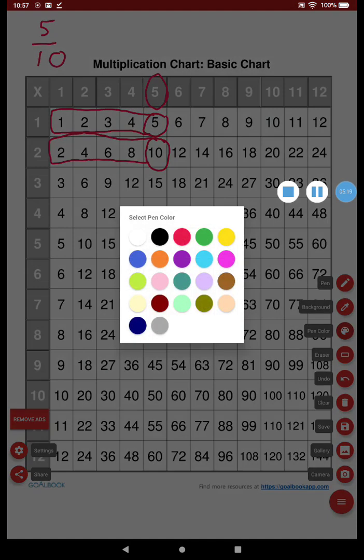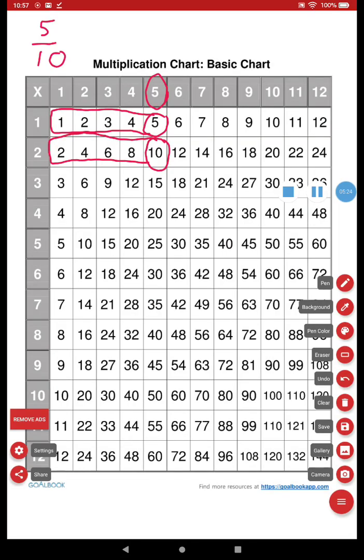So we could say 5/10 equals 4/8 equals 3/6 equals 2/4 equals 1/2. Which one is the simplest of them all? 1/2, which is why we call it simplified. So 5/10 gets simplified to be 1/2.